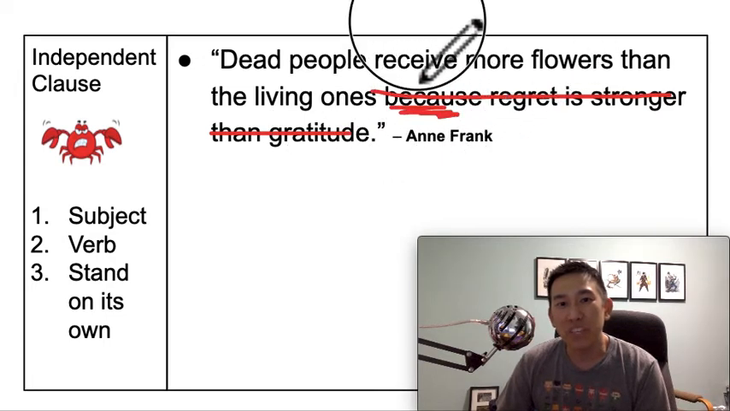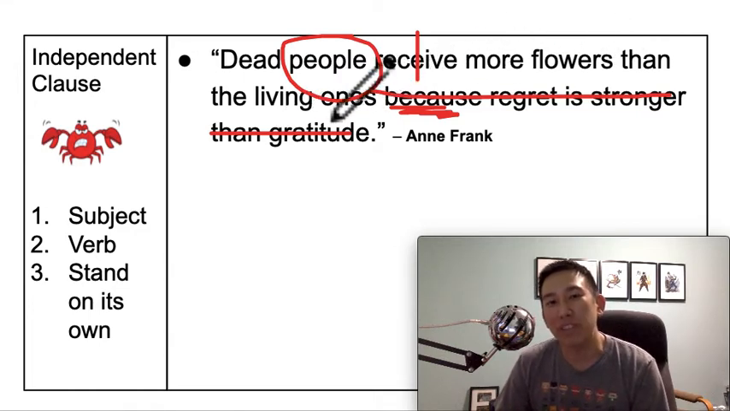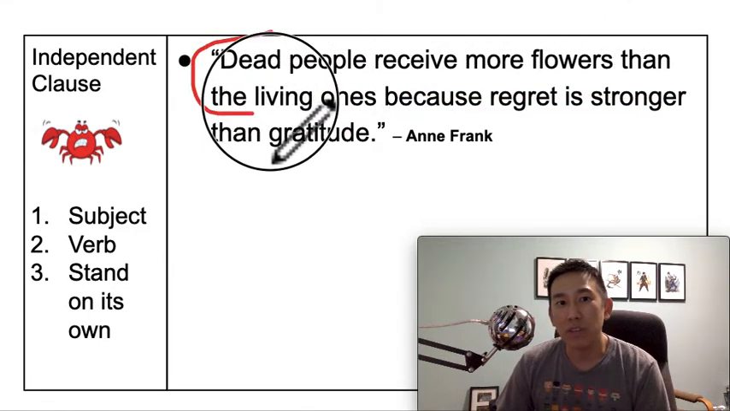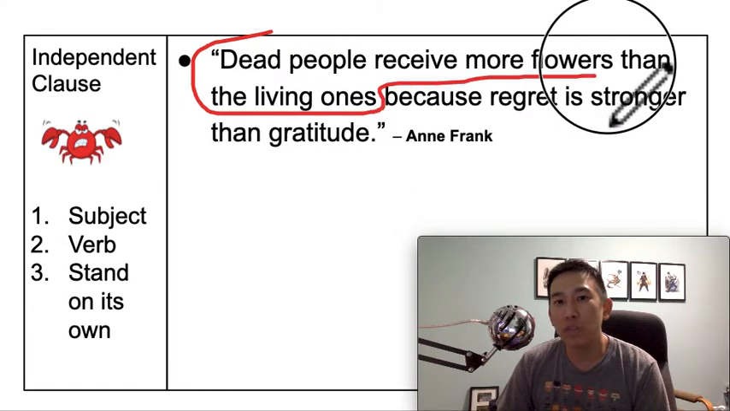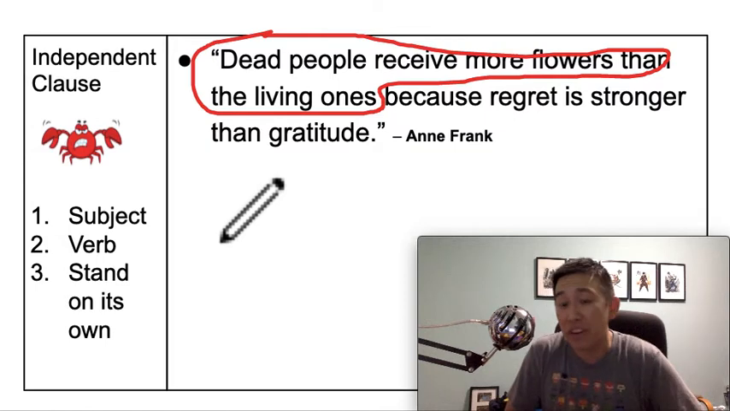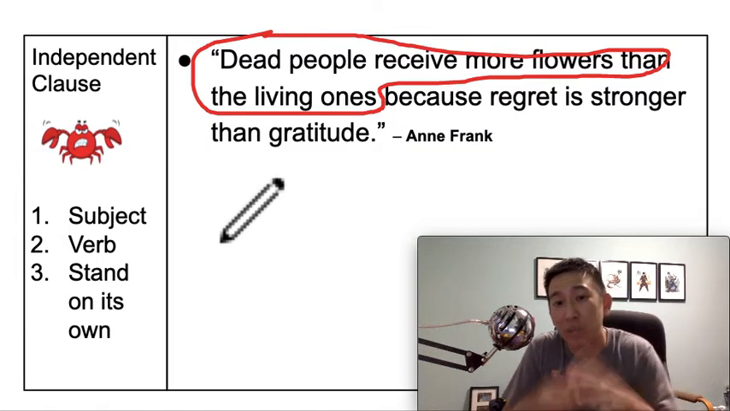So receive is our verb. People is our subject. You've got a subject and a verb. So here's your independent clause. Dead people receive more flowers than living ones. That's your independent clause. So this is it right here. So you can use these same rules, these 1, 2, 3 rules. While they are very simple, they are very formal and very effective in spotting independent clauses within larger sentences.